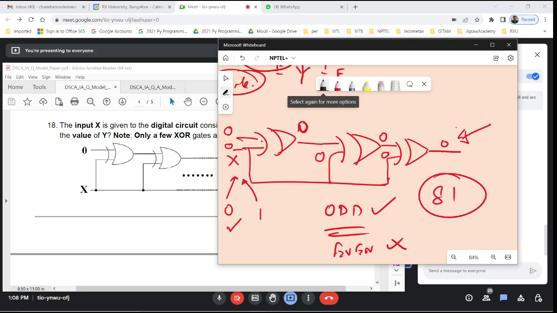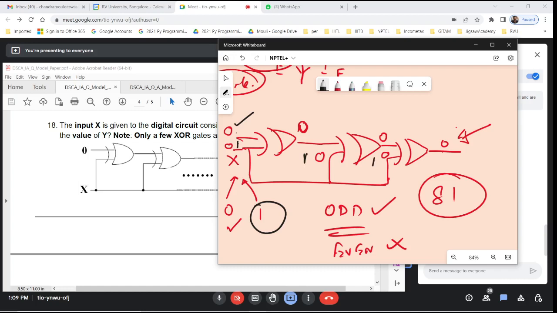Now I can't change this value because this happens to be 0 always. But x can take a value which is 1. So instead of 0, let me give a 1 now. Now what happens? This will be 1, here also 1. That's all. Input is all becoming 1 now.